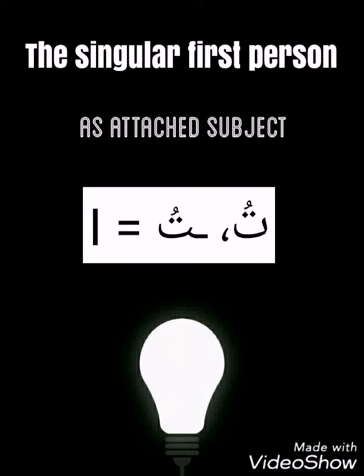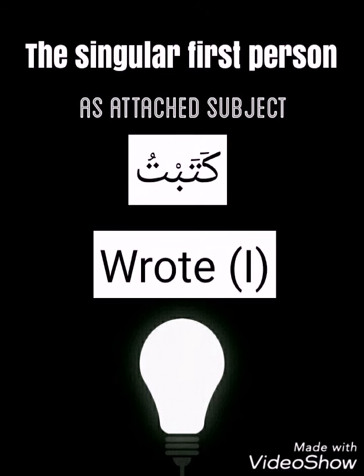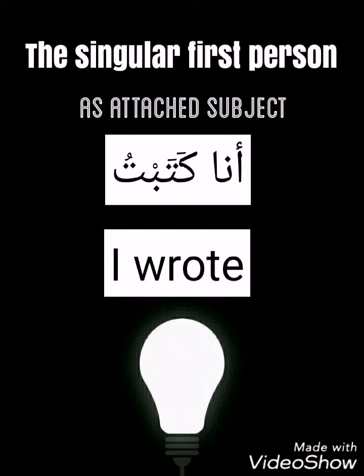Then we have the attached pronouns. The attached pronoun in the position of the subject comes only attached to the verb in the past tense. For example, كتبت. You can also say أنا كتبت, and both mean I wrote.